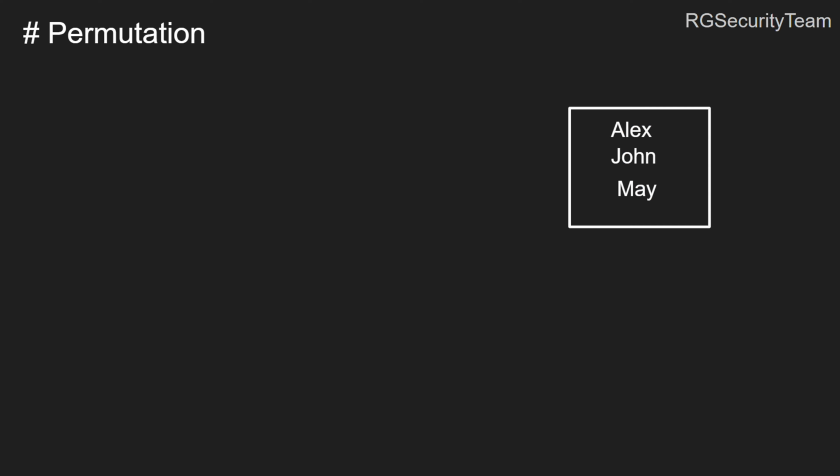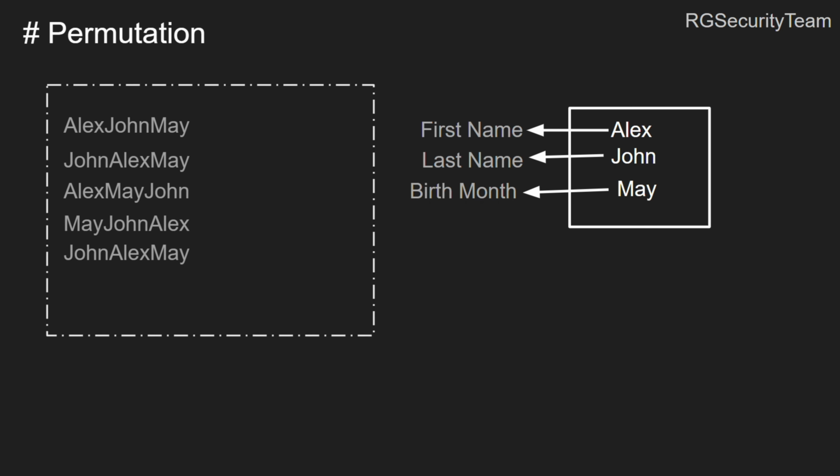Now let's discuss permutation. Now what you have done, you have recognized your target very well, and you think that his password will be Alex and John and May, and this will be his month of birth. So what you will do is start creating a password. So what are the possible passwords? I have given some examples in the chart. This is how the combination of passwords will continue, and this is called permutation.